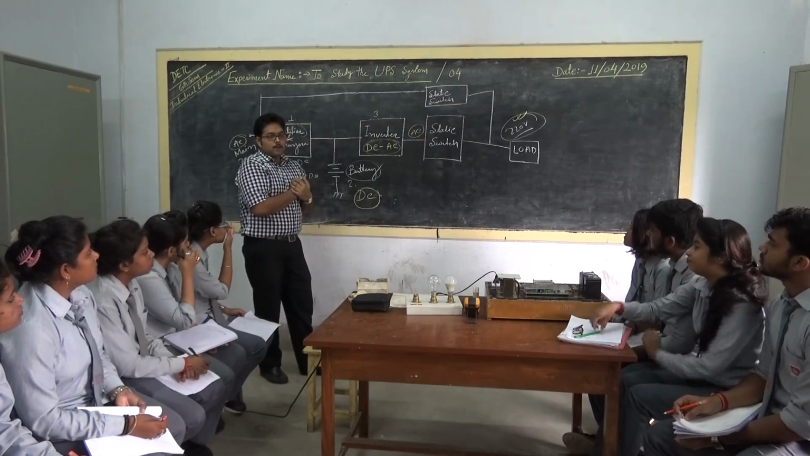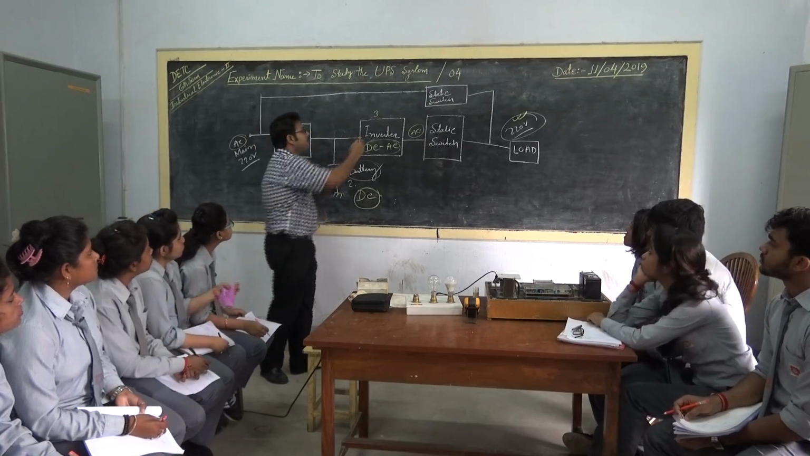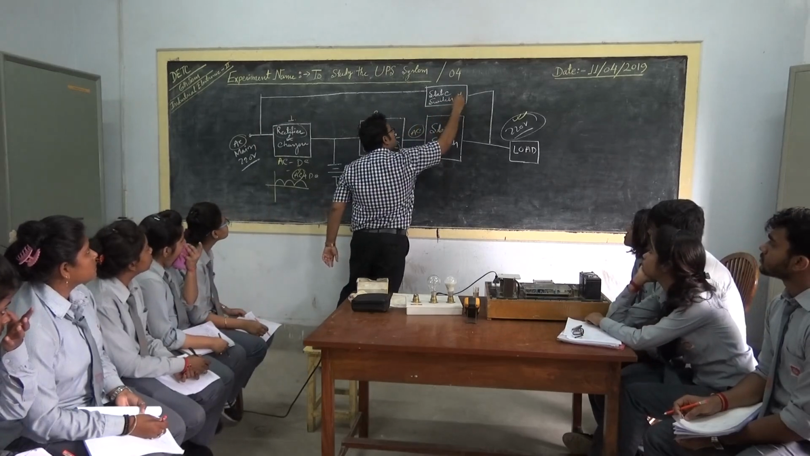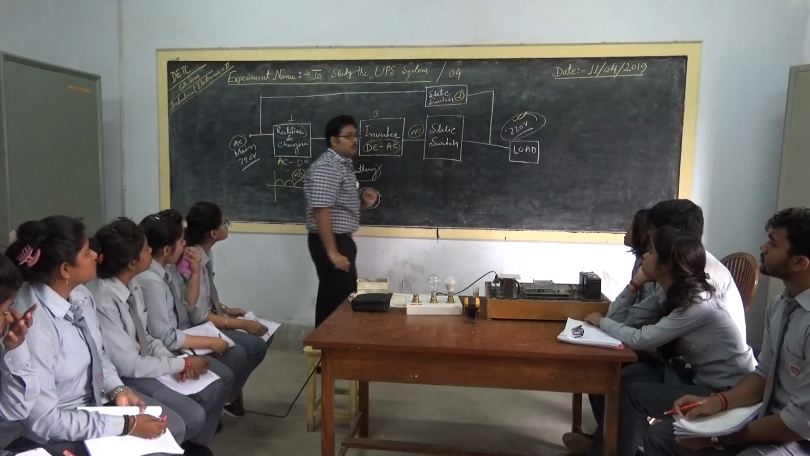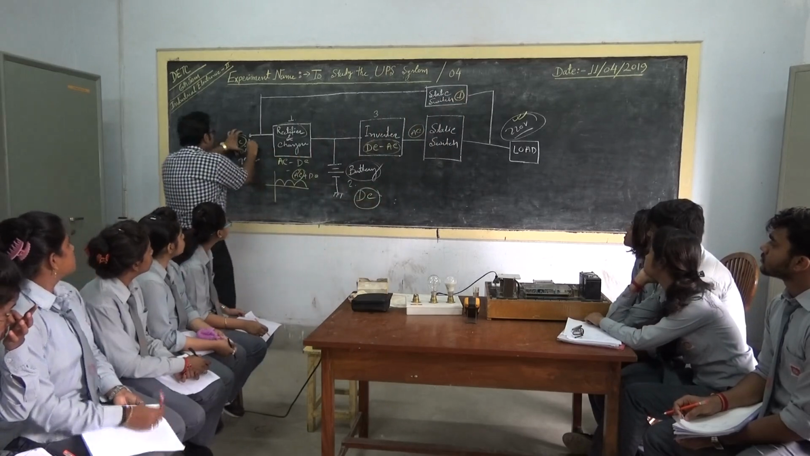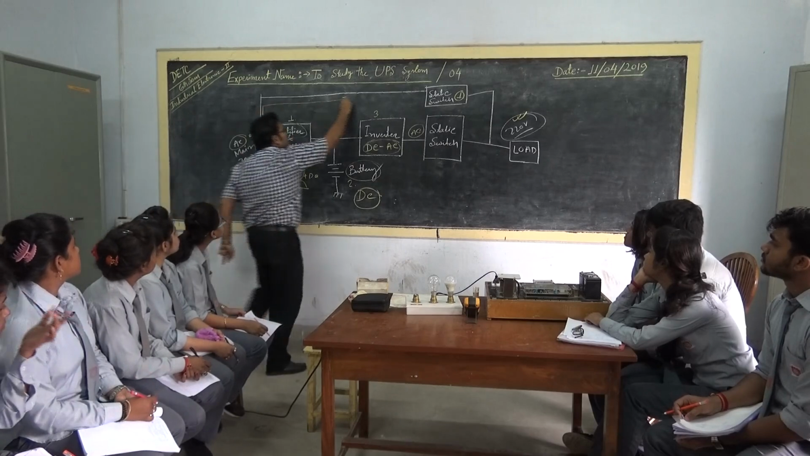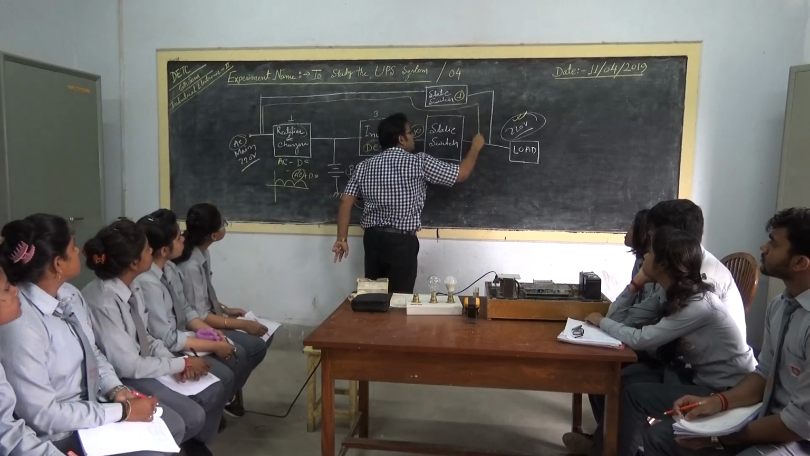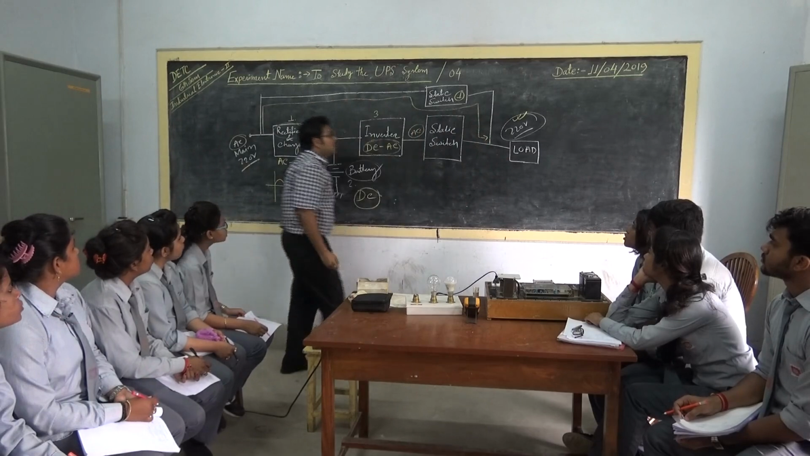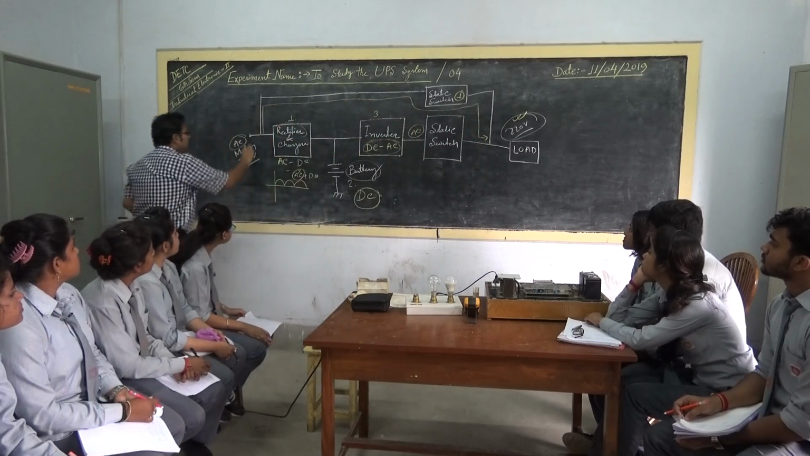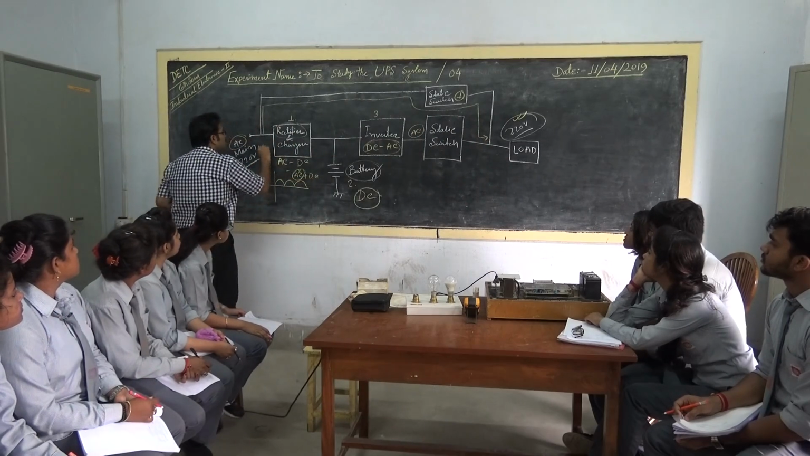In case of offline UPS, static switch 1 is normally on. So, whenever the main supply is present, the supply current will flow in that path to reach the load. At the same time, the battery will charge through this circuit.